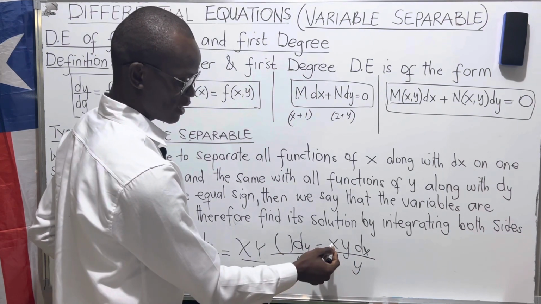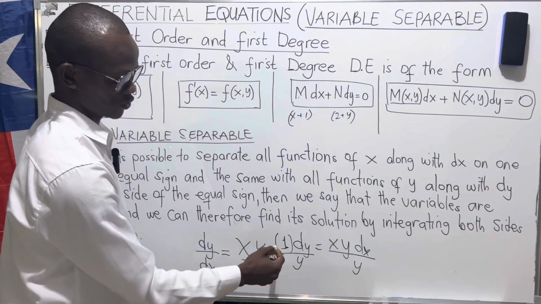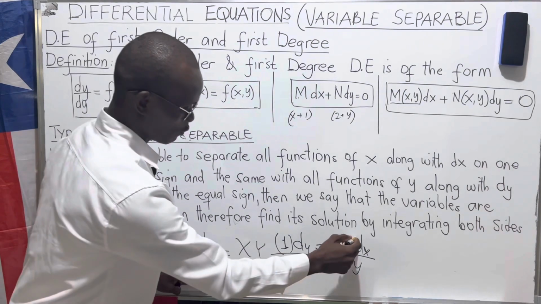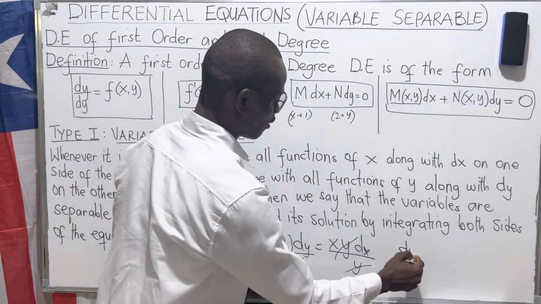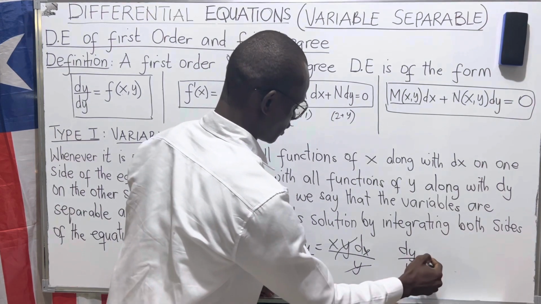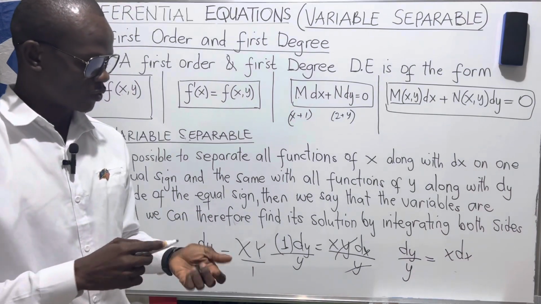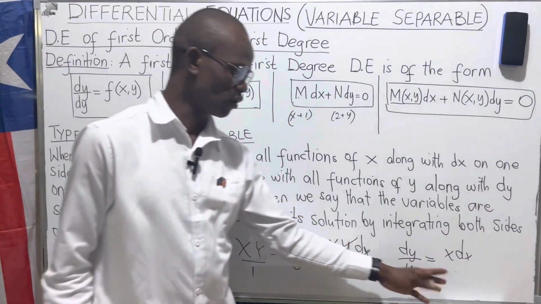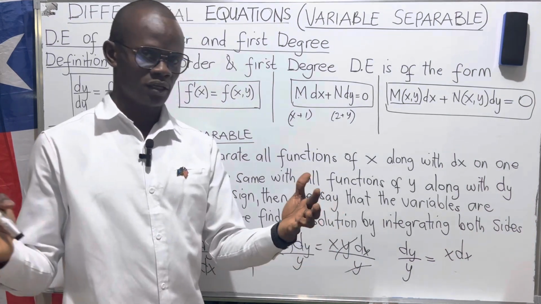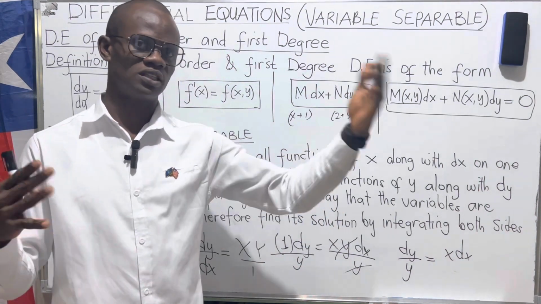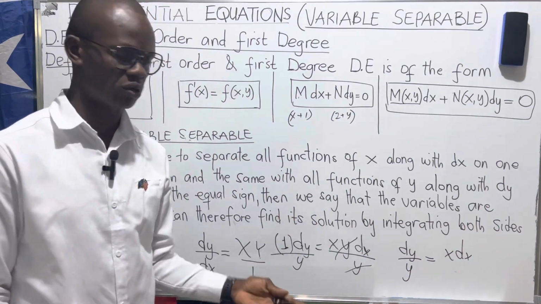Now, since the coefficient is just 1, we cancel this y, that's all. Then you'll be left with dy over y equals x dx. So when your differential equation is of this form, we say it is in a form wherein the variables have been separated. Then we can integrate both sides to find our general solution.